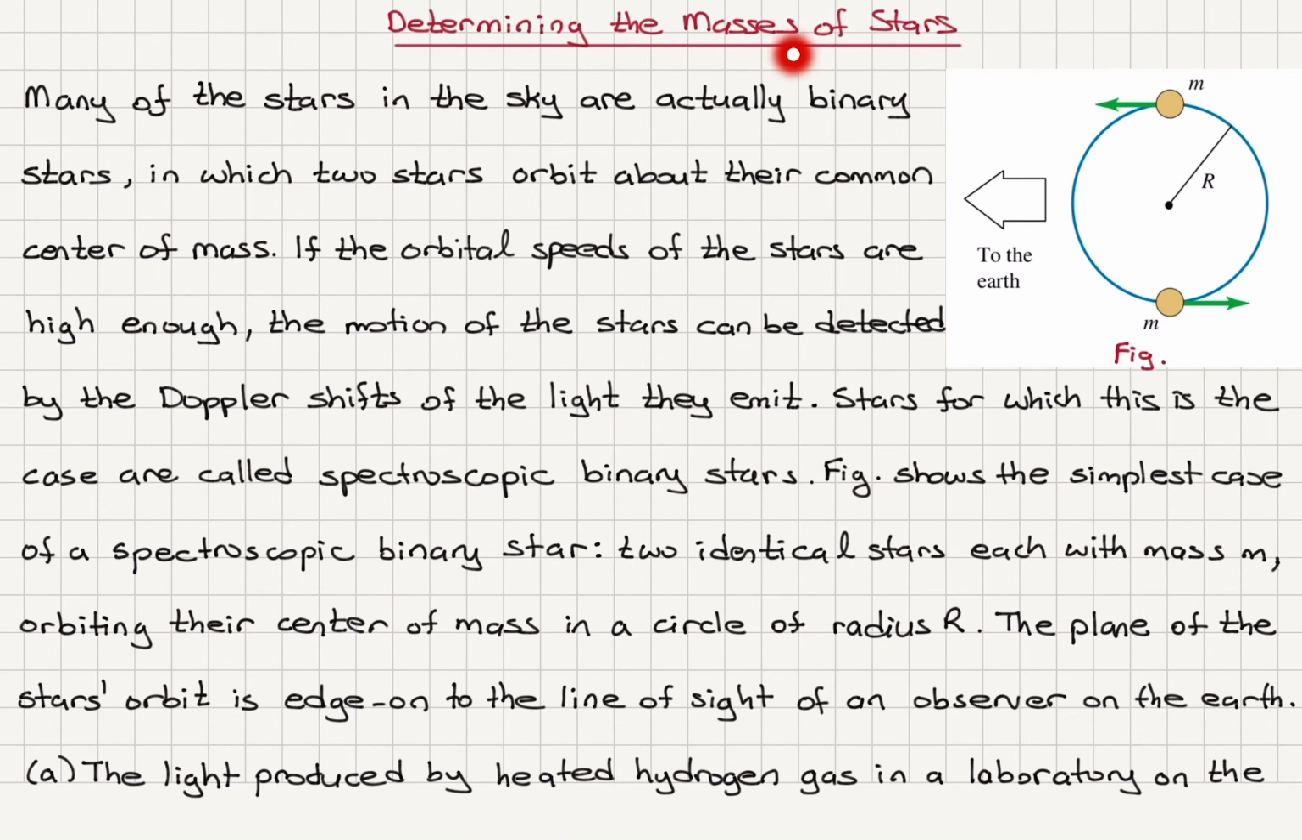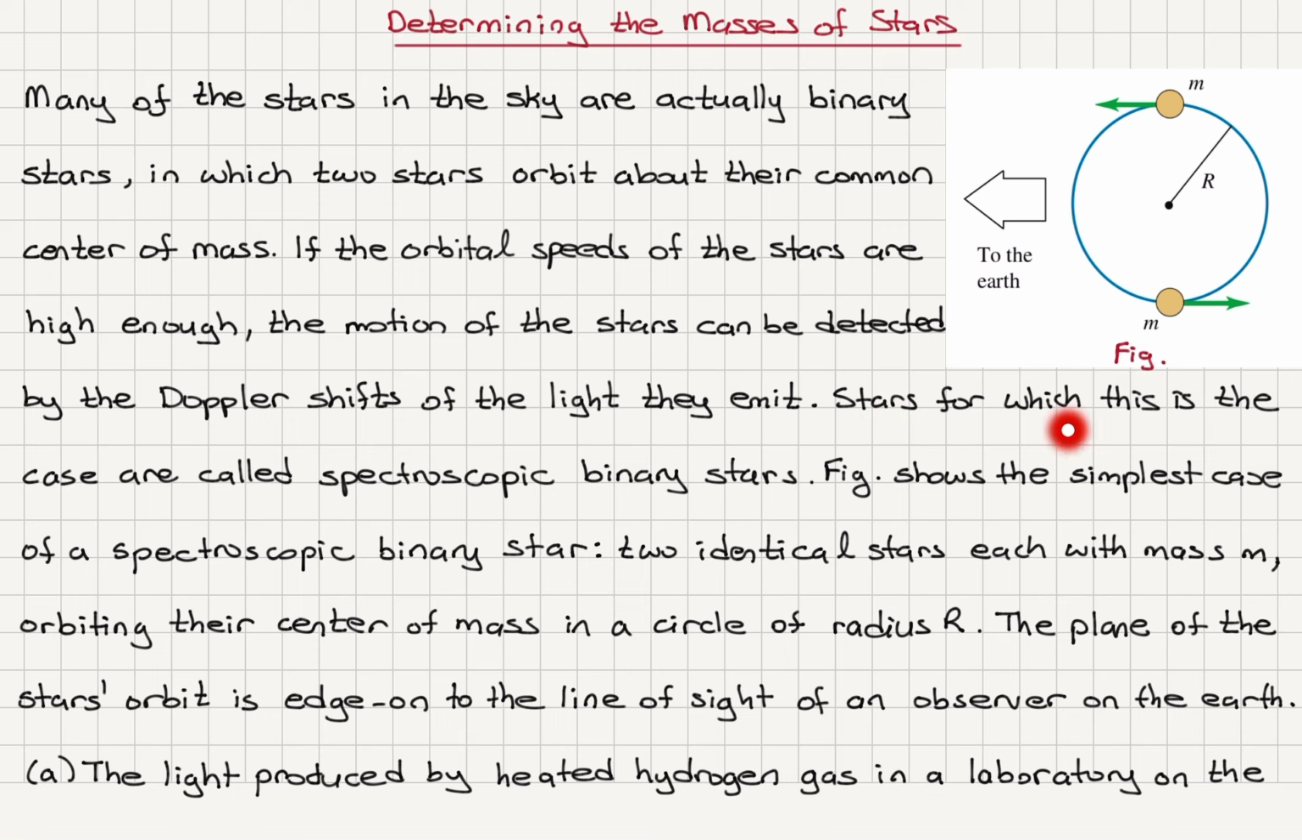Determining the masses of stars. Many of the stars in the sky are actually binary stars in which two stars orbit about their common center of mass. So, two stars orbiting about their common center of mass. If the orbital speeds of the stars are high enough, the motion of the stars can be detected by the Doppler shifts to the light they emit. So these stars emit light, and we measure the Doppler shift in the detected frequency of the light.